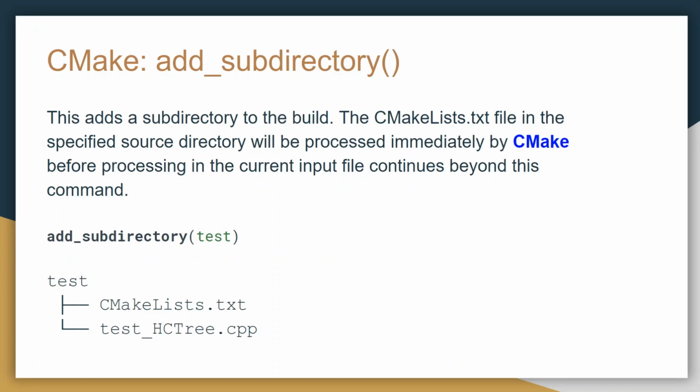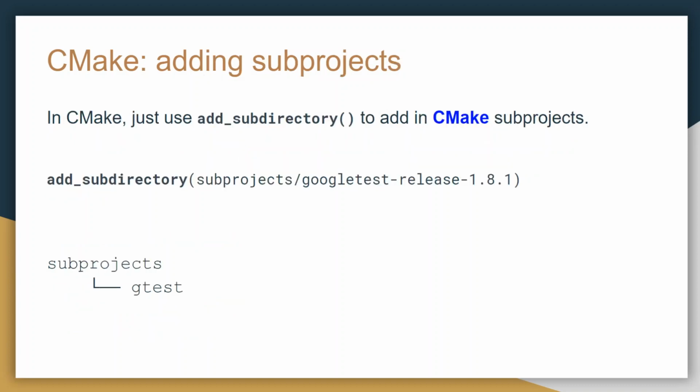So adding a subdirectory. This adds a subdirectory to the build. The CMakeLists file in the specified source directory will be processed immediately by CMake before processing in the current input file continues beyond this command. So in this case, we are adding our test subdirectory. In CMake, we can use add directory to add in CMake subprojects. So here's an example of adding gtest for our Google testing.